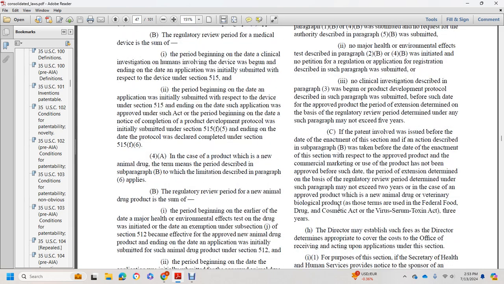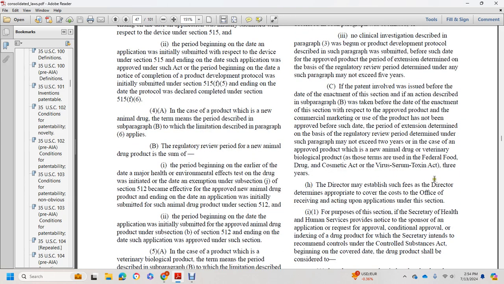C, if the patent involved was issued before the date of the enactment of the section, and the action described in the subparagraph is taken after the date of the enactment and the section with respect to the approved product with commercial marketing, the period extended is determined on the base of the regulatory review period determined under the paragraph, not exceeding 2 years in the case of an improved product, a new animal drug, or a veterinary biological product also determined under the Federal Food, Drug, and Cosmetic Act, with the Virus Serum Toxin Act, 3 years.